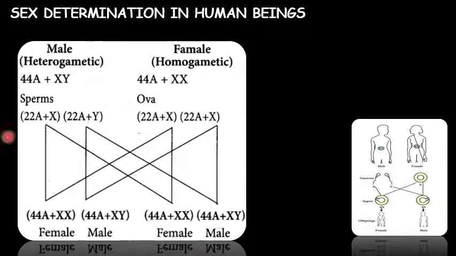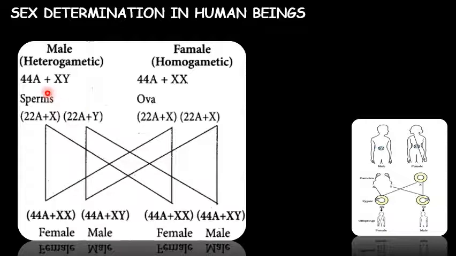So what happens when an X chromosome fertilizes with an X chromosome? What do we get? XX, and finally it is female. As I told you, we have 46 chromosomes, 44 are autosomes, and one pair is sex chromosomes, right? During meiosis, the separation takes place, and the 46 will be separated into 23 and 23.